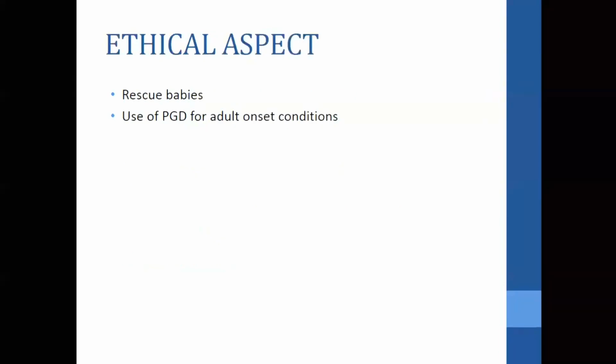There are some ethical aspects that are associated with PGT. There was a concept of rescue babies. Suppose the elder sibling has thalassemia. Now they want another sibling that is unaffected, to transfer the bone marrow of the unaffected baby to the elder sibling. That can have some ethical issues associated with it. And sometimes we can offer PGT for some adult onset conditions, which is also an area of ethical concern.